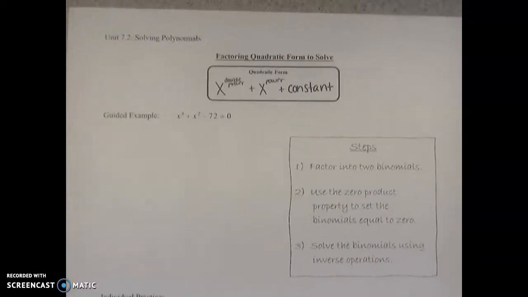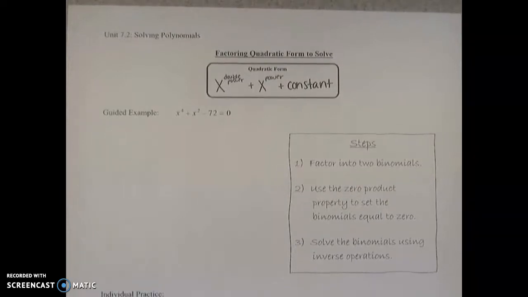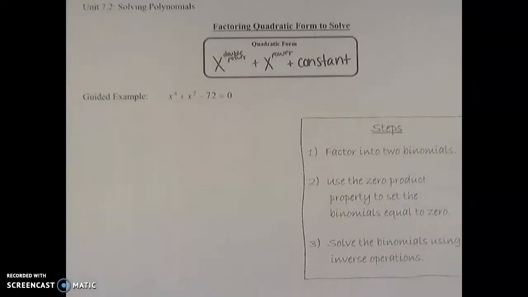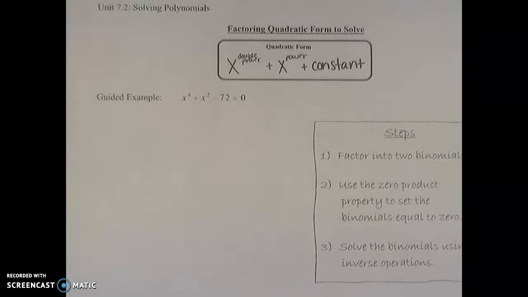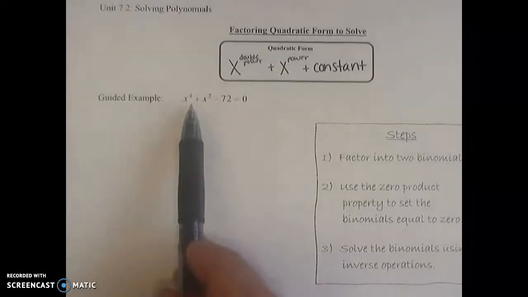All right, we're going to continue with our 7-2 notes videos. This is page 7. We're going to do some more factoring and solving here, just with a slightly different form. So let me zoom in just one more. There we go. So our example here, x to the 4th plus x squared minus 72.